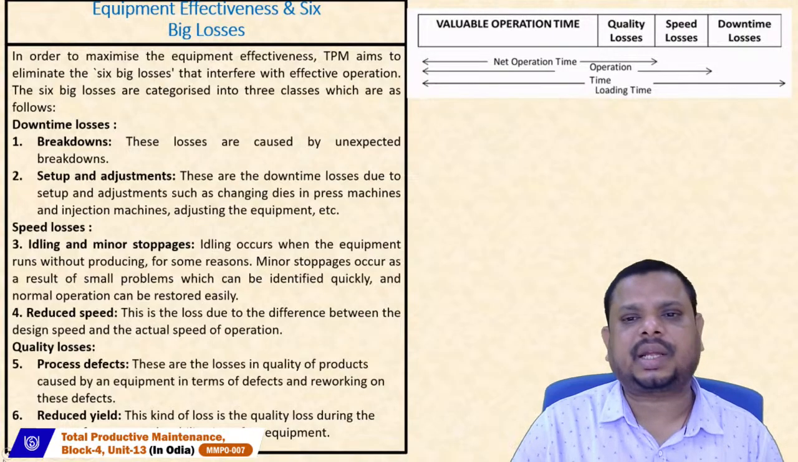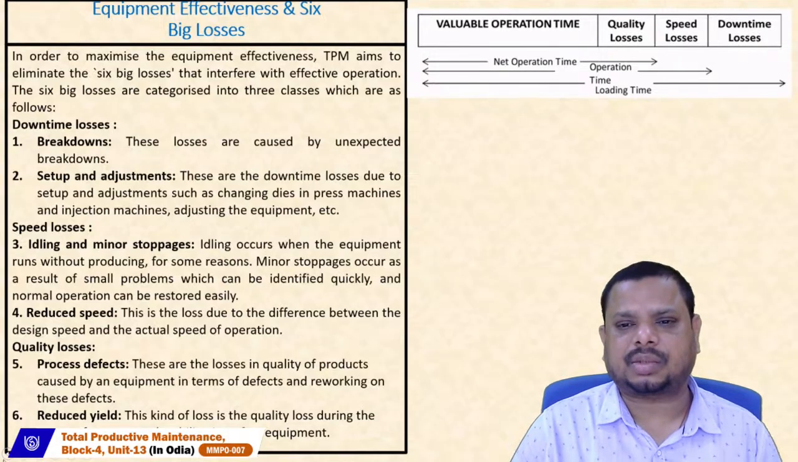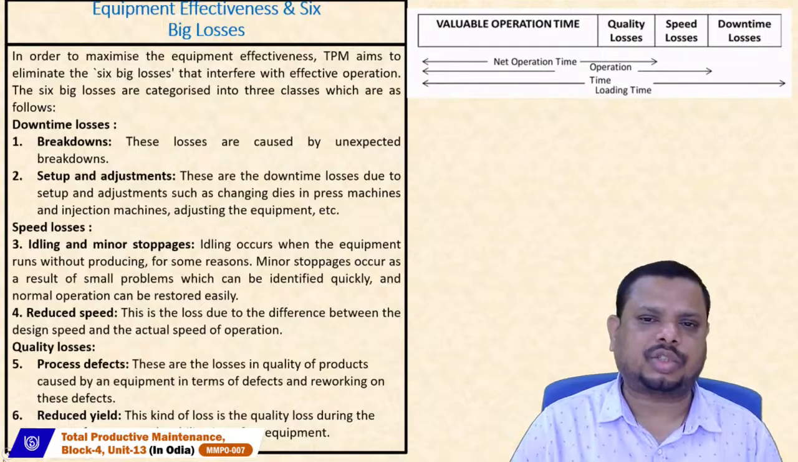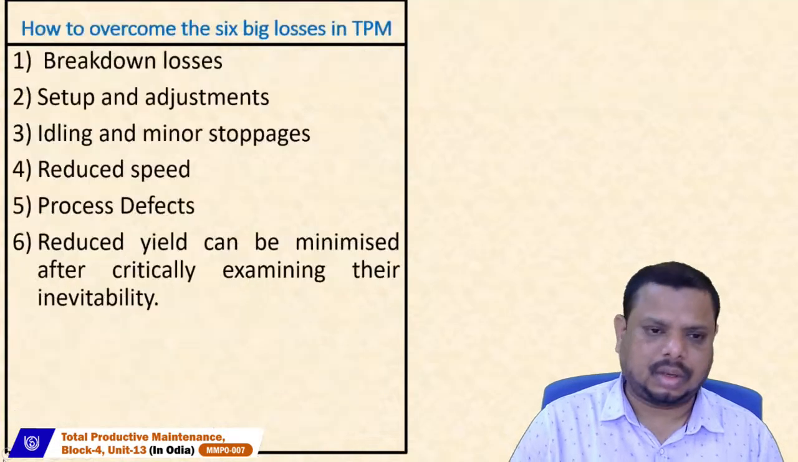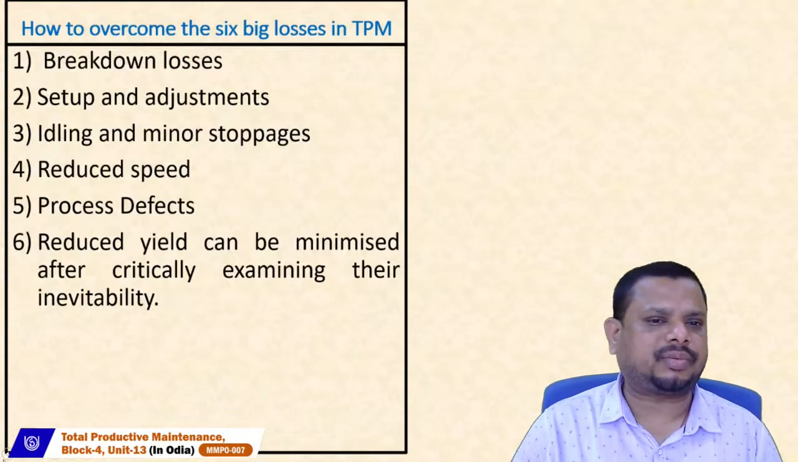To understand these three classes of losses, that means downtime losses, speed losses, and quality losses, you have to consider valuable operation times. For downtime losses, the loading time should be considered. In the case of speed losses, the operation time should be considered, and in the case of quality losses, the net operation time should be considered, which is the most valuable operation time. Moving to the next one, how to overcome these six big losses in total productive maintenance.